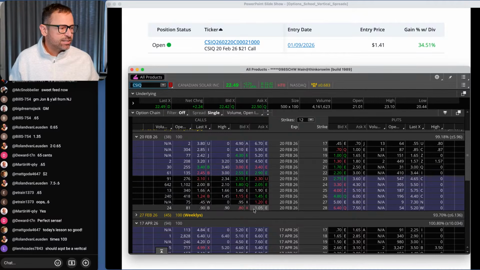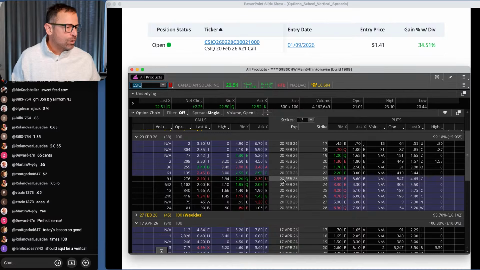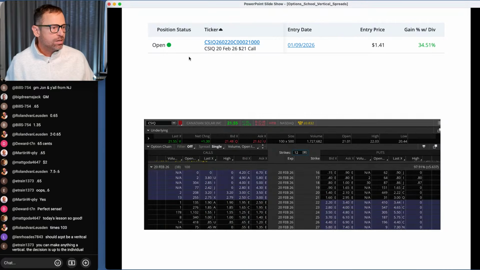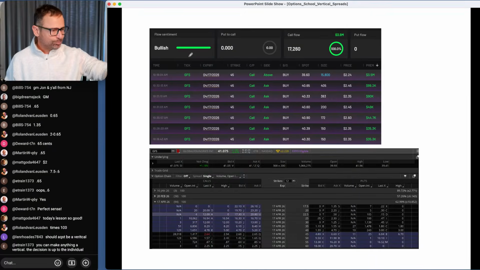You could sell the 28s. You could do whatever you want. I love it. You could roll into a vertical for CSIQ. It's a phenomenal trade. I think solar is going to continue to go higher. Let's not roll into a vertical now. We will be talking about how to manage this in our Discord, behind the Discord. So if you do need extra help, feel free to join us.